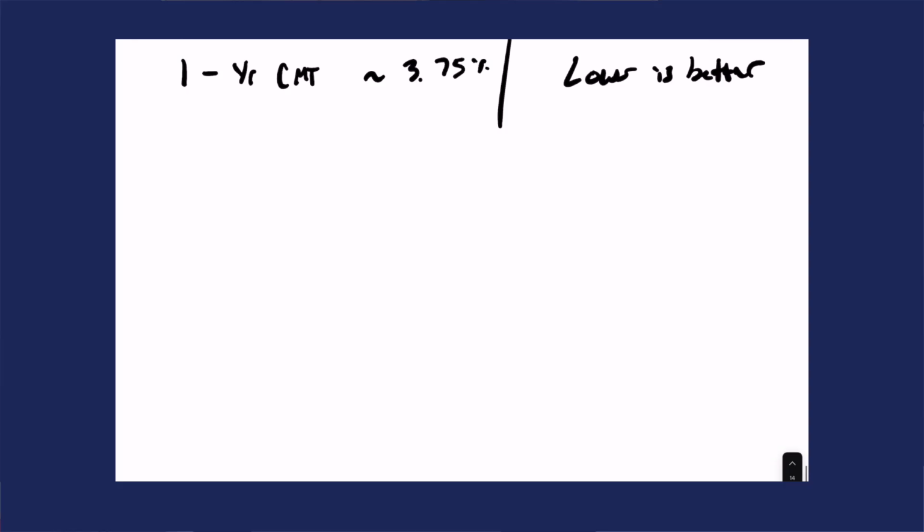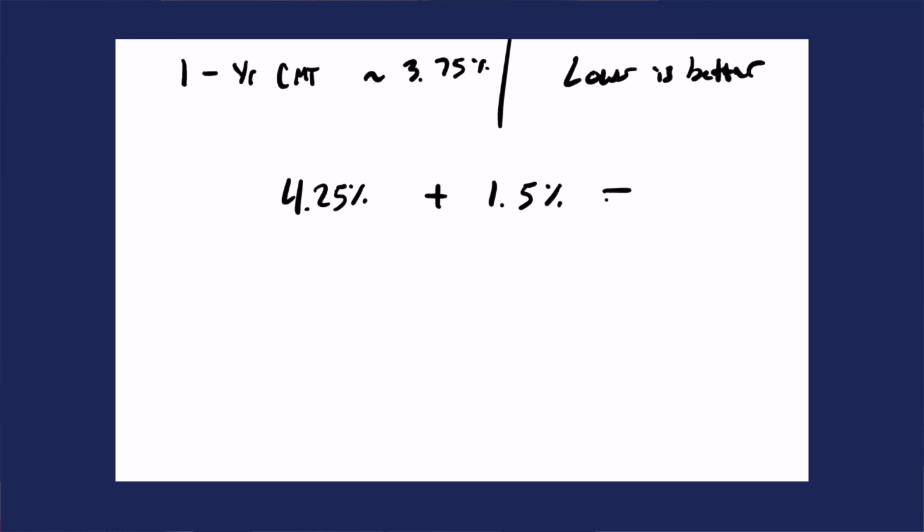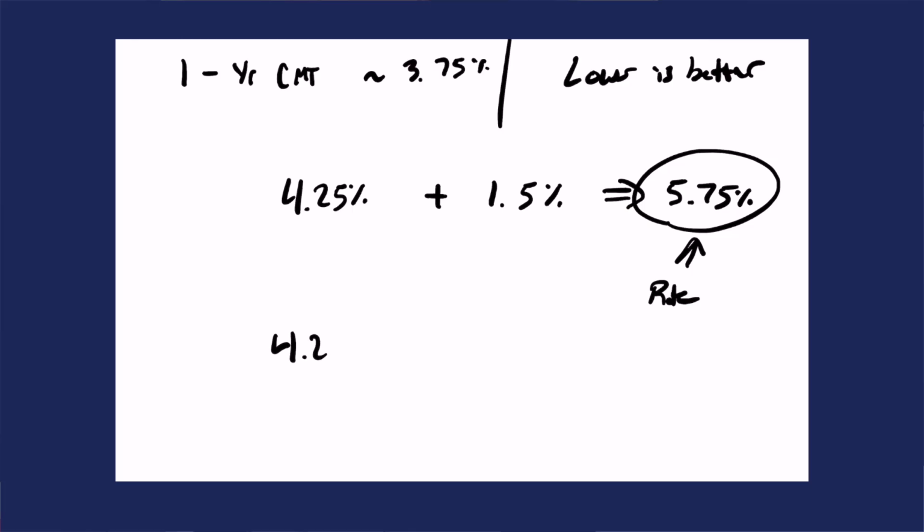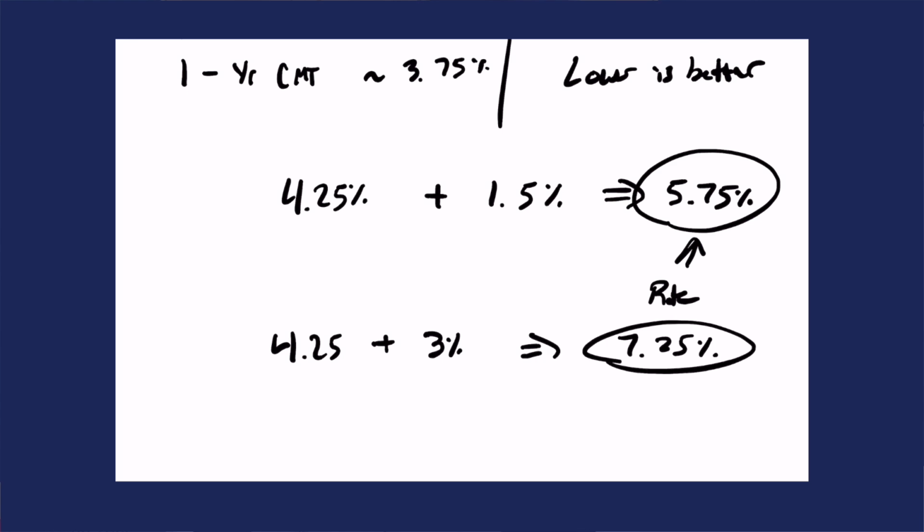So we have an index, and we can't control that, right? If we have an index that's 4.25% and a margin that's 1.5%, what are you going to pay? You're going to pay 5.75%, just the sum of these two numbers. That's your interest rate. However, if you have a higher margin, let's say with 4.25 it's a 3% margin, you're going to pay 7.25% as your fully indexed rate. So as a borrower, it's going to be in your best interest to get a lower margin.